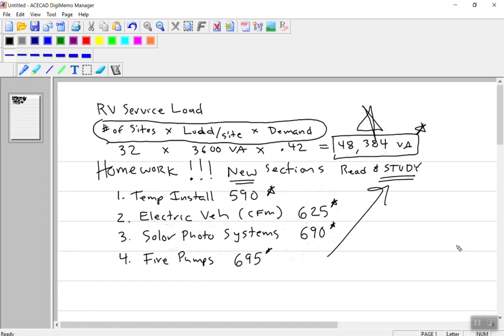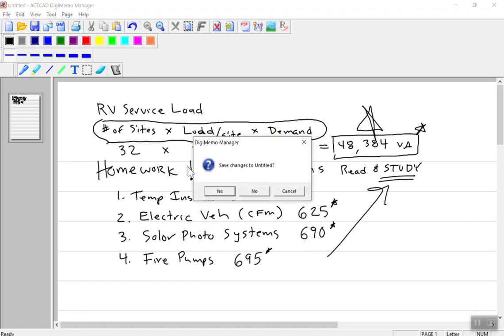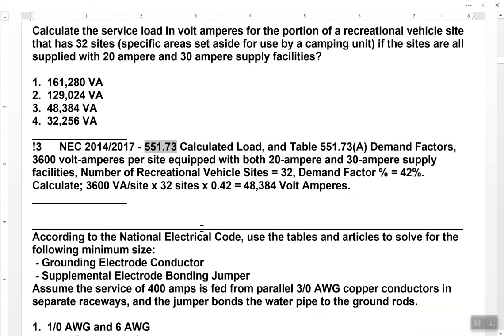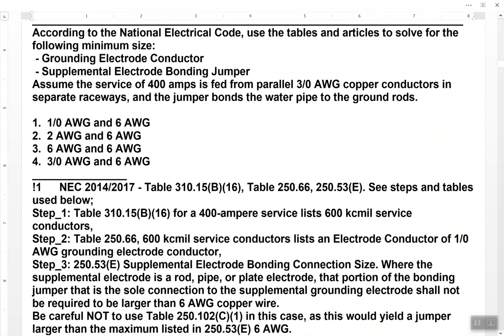Okay, so moving on, let's get another page here, and let's go ahead and go to another question. Okay, according to National Electrical Code, use the tables and the articles to solve for the following minimum size. Okay, ground electrical conductor. So we're going to be sizing for a ground electrical conductor and a supplemental electrode bonding conductor. So both, right? That's this one here, right? There's going to be a table for that, and then supplemental electrode bonding. There's a table for that too.